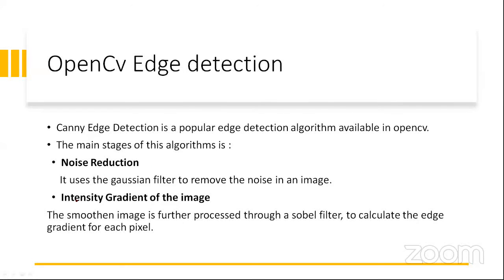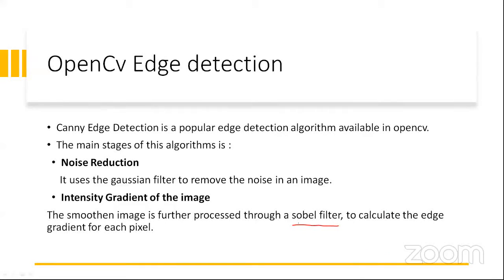the image is then processed with a Sobel filter. Guys, remember this term. This is often asked in an interview. What is a Sobel filter? A Sobel filter is a filter which is used to detect edges in an image. How does it do it? It is based on the gradient of each pixel. We calculate the gradient, and as per the gradients, we get the edges.